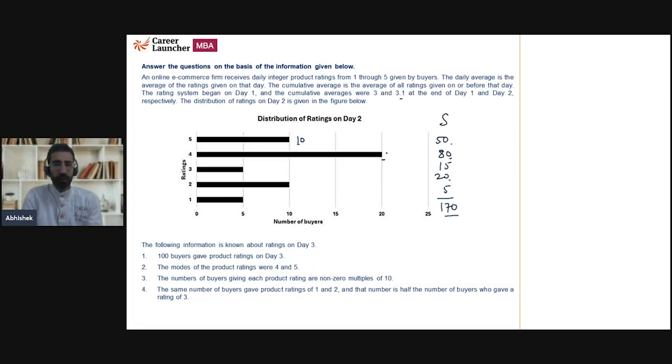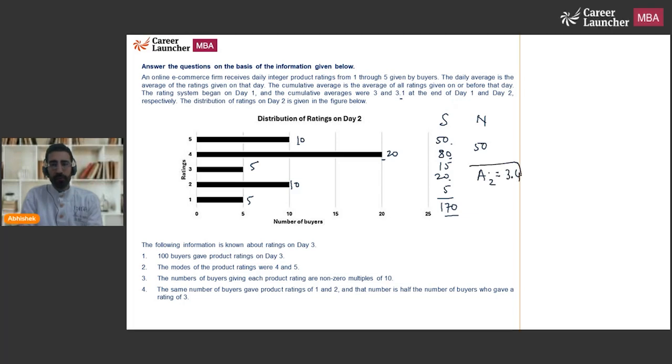How many people do we have? 10 plus 20, 30. 30 plus 5, 35. 35 plus 5, 40. 40 and 10, 50. Our number of people is 50. So day 2's average is simple, right? Average value of day 2, let me call that A2, is 170 by 50, which is 3.4. Good. And we have the net sum. How will that help us now?